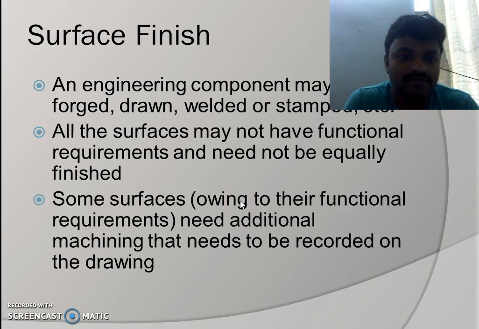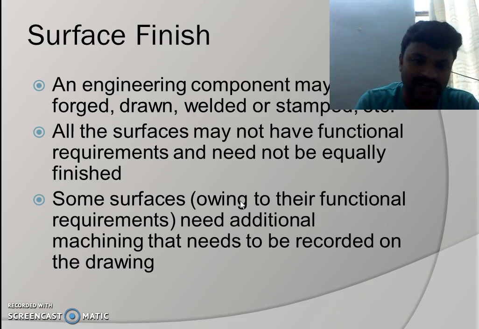First of all, we will discuss what is surface finish. An engineering component may be cast, forged, drawn, welded, stamped, etc. There are so many manufacturing operations out there. Starting from forming, casting and forging. Second one, machining: drilling, milling, lathe, so many operations which we are going to use. And finally, we go with the super finish requirements with the help of lapping, brazing, so many operations like welding operations and all.